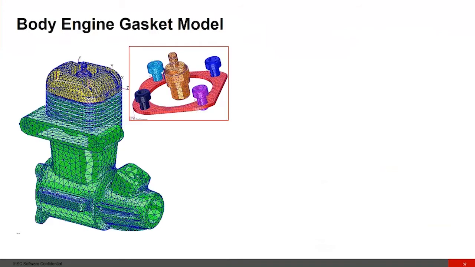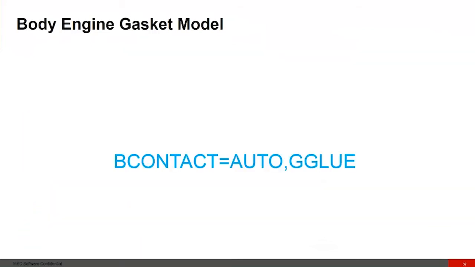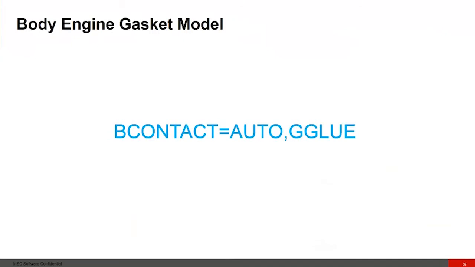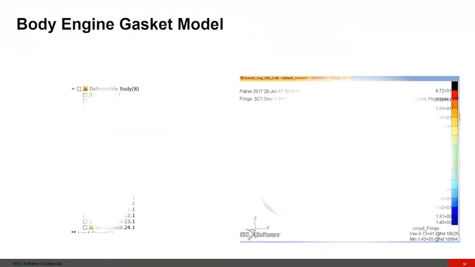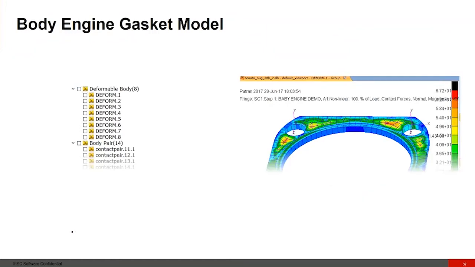As you can see, it's a complicated part with several sections. We can use the BCONTACT entry. This is the entry that allows you to activate the automatic contact generation. For example, here we say BCONTACT AUTO. That tells the solver to start creating the contact. And for G, glue stands for general glue in this case. So you can see how it created several contact bodies for us, generating 8 contact bodies and 14 contact pairs.